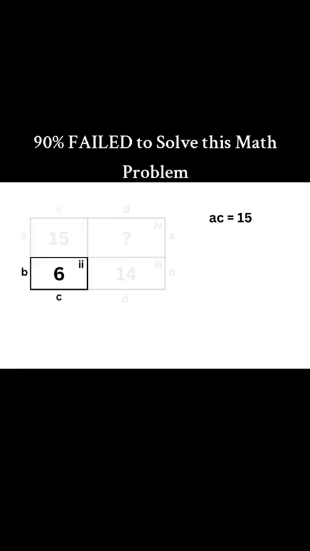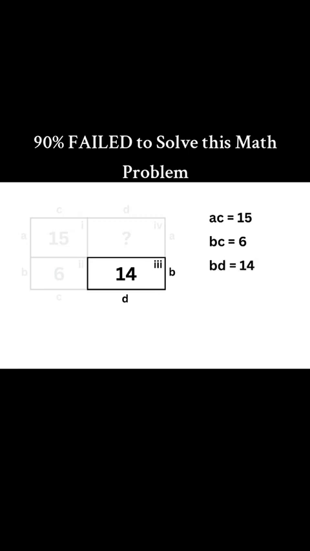Now for portion 2, we have B times C equals 6, because the side lengths of this rectangle are B and C, and its area is given as 6. Similarly, for portion 3, we have B times D equals 14 because the sides are B and D, and the area is 14. Now for portion 4, we need to find its area, which will be equal to A times D. Now what to do?